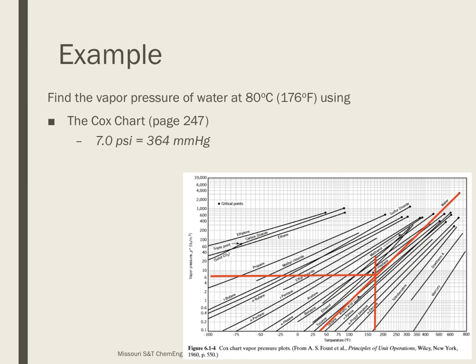Now, to use the Cox chart, you find water, which unfortunately is in the scrunchy portion of the graph, but there's water. You find that line, and I usually try to highlight it so that I can find it more easily. I'm going to find my temperature. I want to use 176 degrees Fahrenheit. So find 176, draw a straight line up, draw across, and over here I will read my vapor pressure. I found that to be about 7 psi, which is 364 millimeters of mercury.